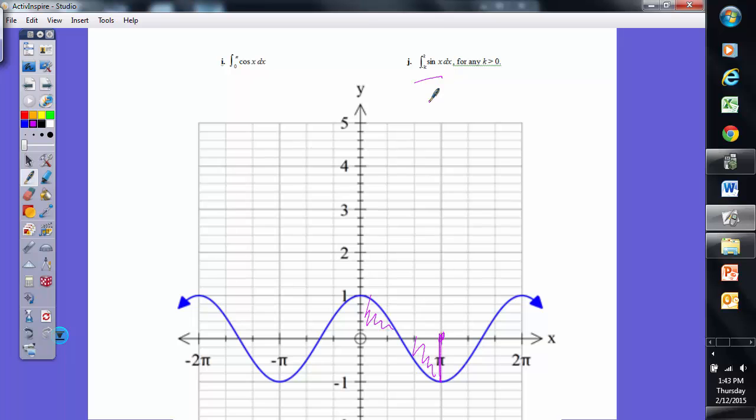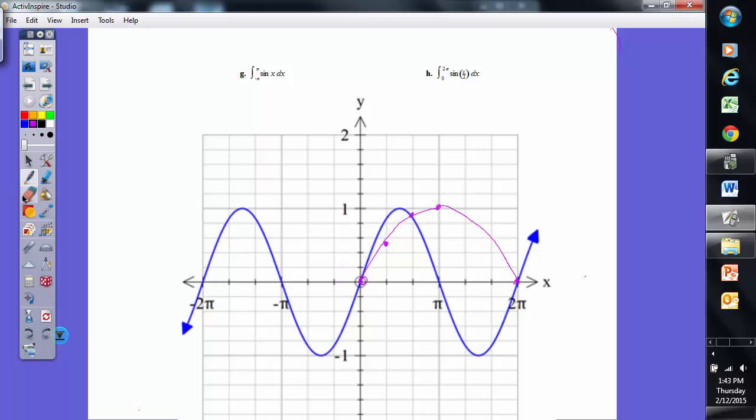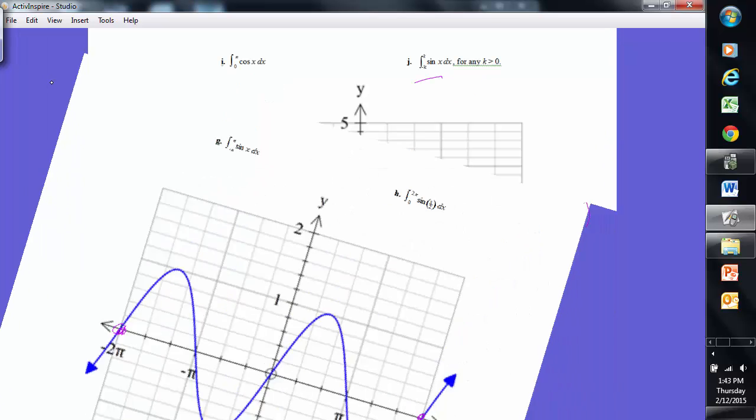Basically, from negative k to k for sine of x dx, if you think about the graph of sine of x, it's symmetric about the origin. So if you go from negative to positive, it's going to cancel out. So if you go from negative 2 pi to positive 2 pi, the amount above and below cancels out, and it's always going to equal 0.